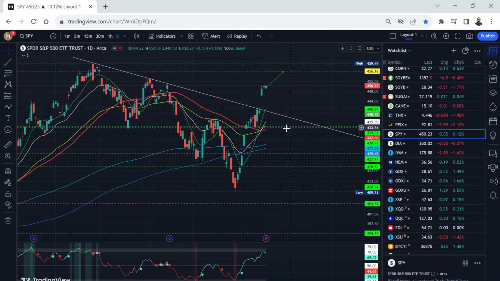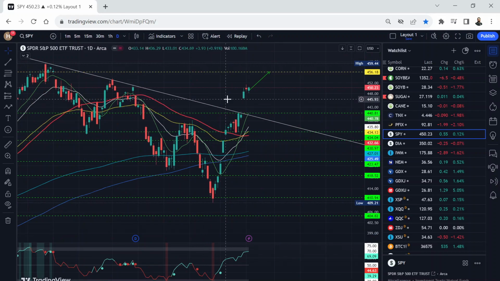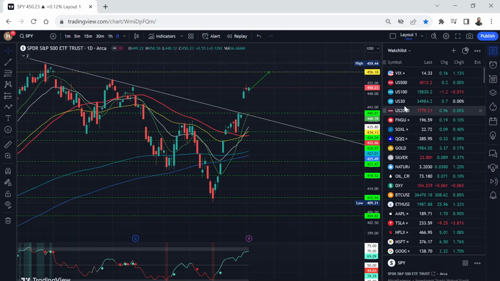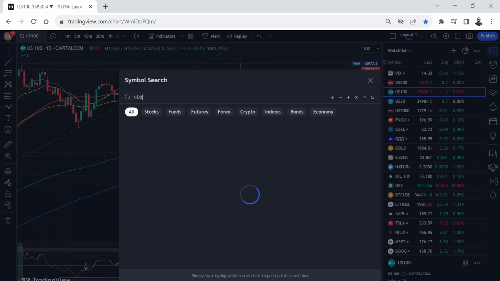All right. So all these green lines are gaps to fill. They will be filled at some point. I don't know when, but as of now, it looks like they want to do this measured move, and then it looks like they want to go to 456 sooner than later. And let me show you another chart of NDX. Let's go with Nasdaq right now.